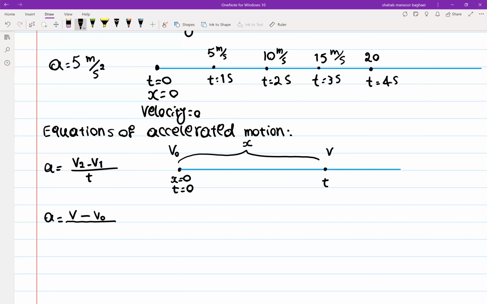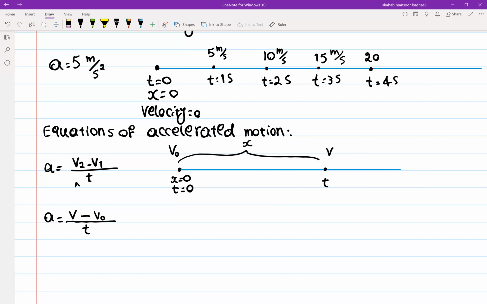And time, it's t, because from here to here, it takes time, which is t. Time of traveling to reach this position. Obviously, it is t. Therefore, instead of first form, I want to change this form, which is a equal to v minus v0 over t. So you have the same equation, but it has different form, or it has different appearance.